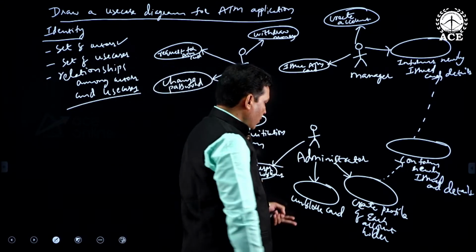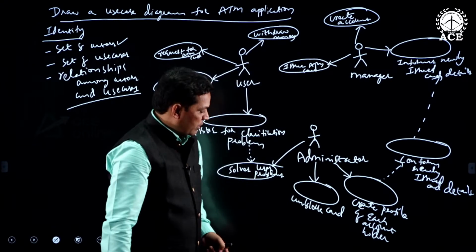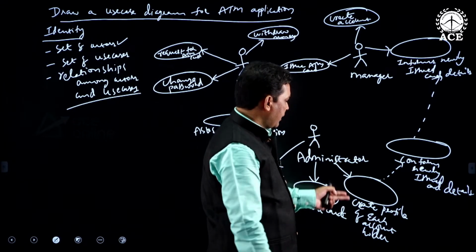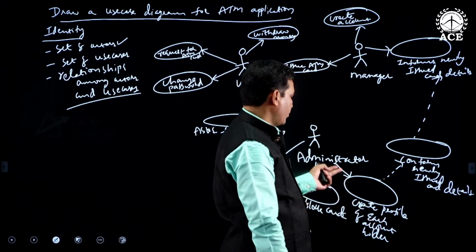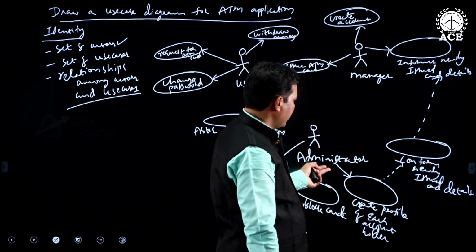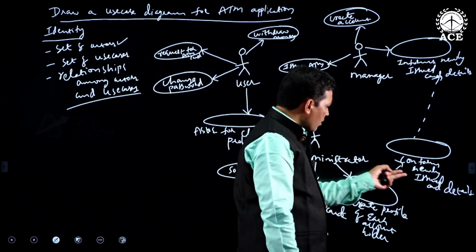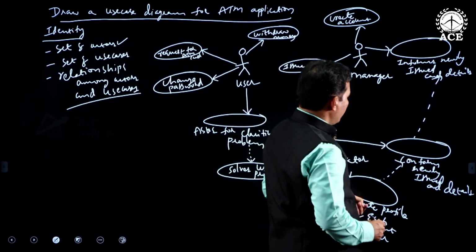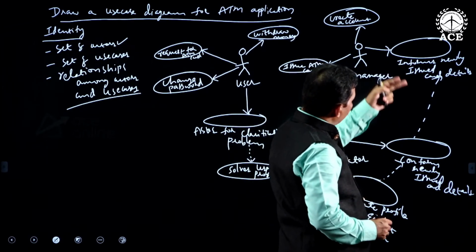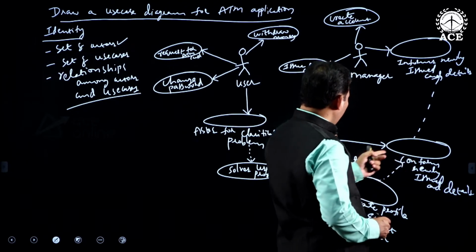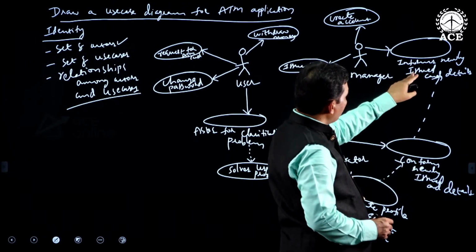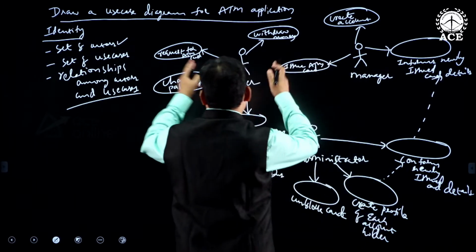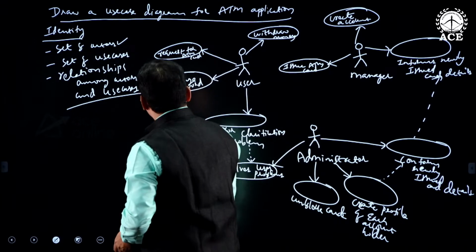Coming to the other operations the administrator can perform here: unblock cards, ATM cards, right? Create profile of each account holder is one more operation, performed by whom here? The administrator. Confirms newly issued card details also belongs to the administrator. Now observe, this administrator use case, confirms newly issued card details, depends on the manager's use case, informs newly issued card details. So this is the use case diagram for an ATM application, right?